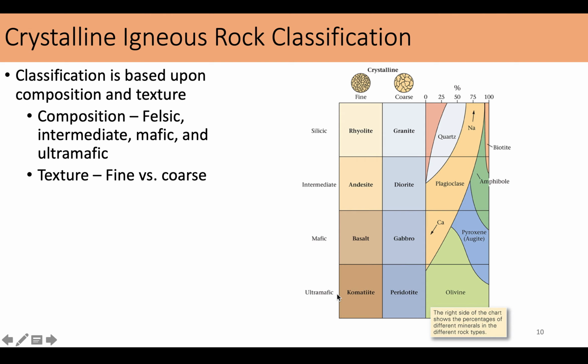So our igneous rocks usually can fit into a chart such as this. So you can match up, okay, it looks like it is a mafic rock, which we'll talk about how to determine that. And it has more of a coarse texture rather than a fine texture, so I'm probably looking at gabbro.